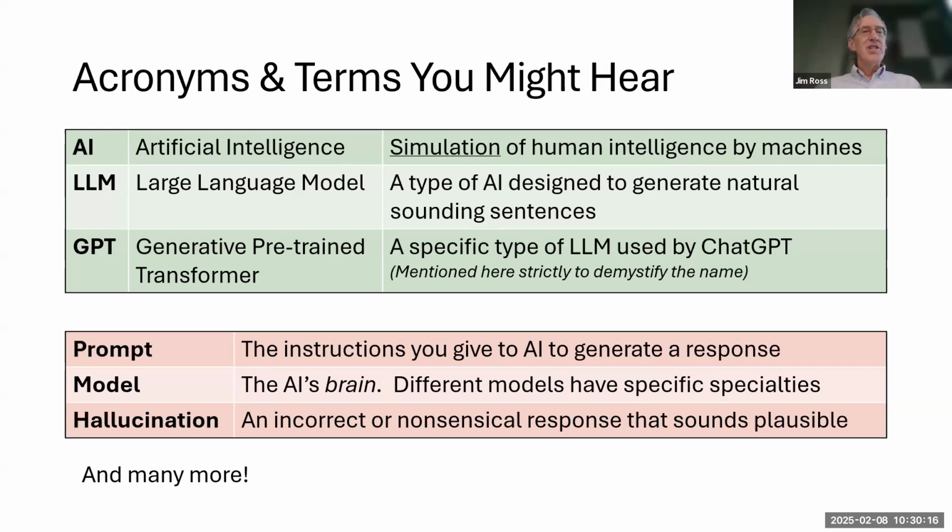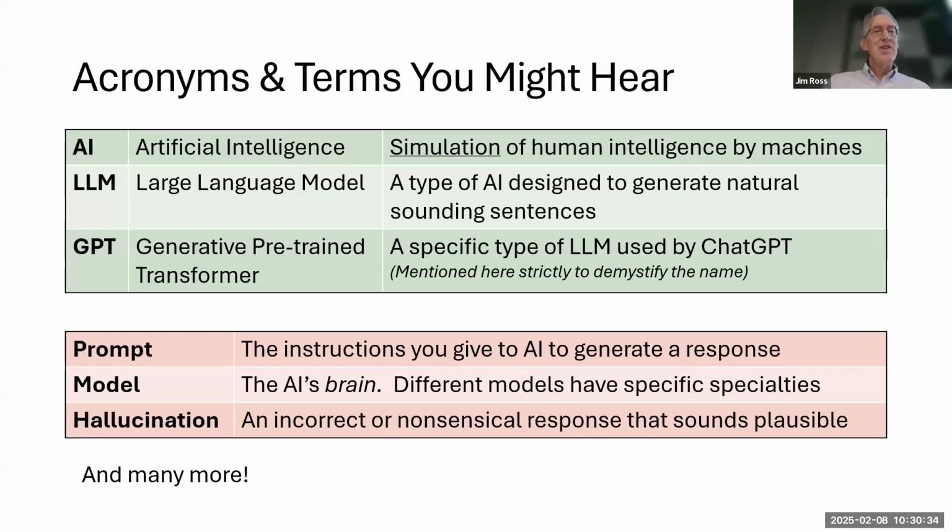LLM stands for large language model. That's a specific type of AI that is especially good at generating natural sounding sentences, helping with writing and things like that, dealing with words.